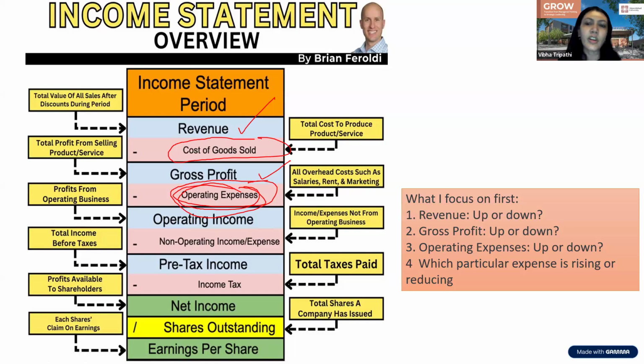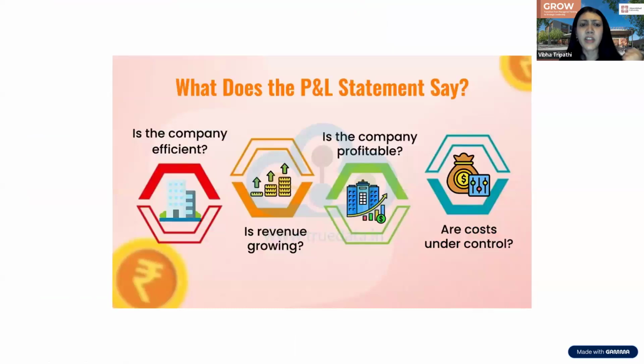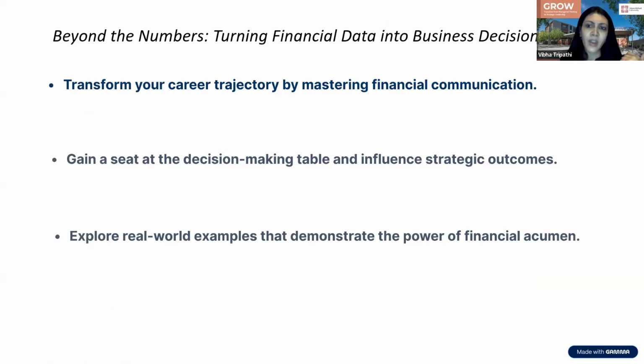So that's your income statement, a quick income statement. It will tell you quickly four things: whether your costs are under control, whether revenue is growing, whether you are an efficient company or not, and whether your company is becoming profitable or not.